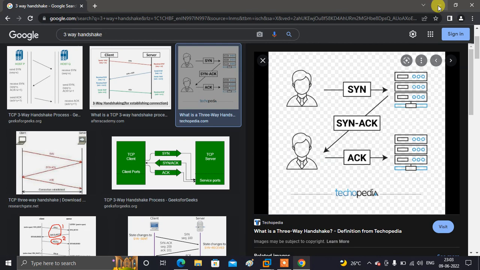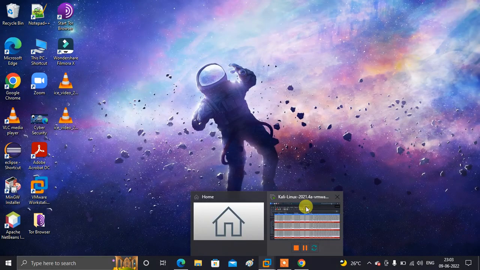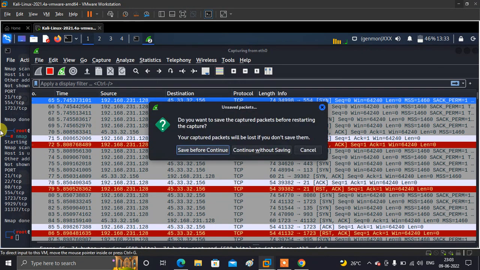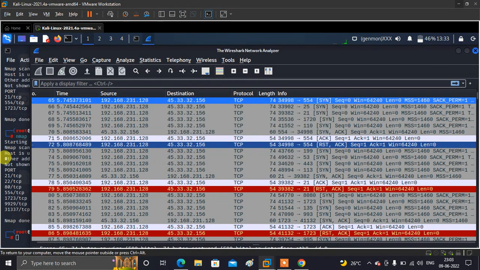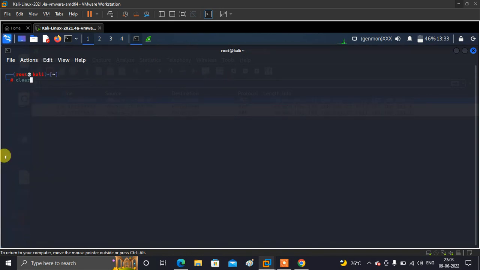Now let us go for the practical. I am stopping this one. Before that, I am going for Nmap again. I am clearing the screen. So again I am going for Nmap. Instead of -sT, I provide -sS, that is lowercase s and uppercase S. Same syntax. I press enter.